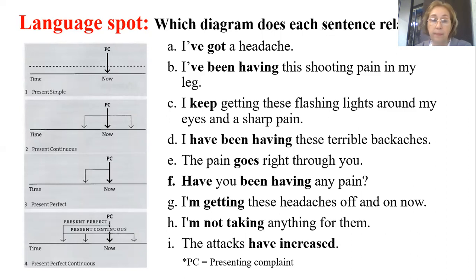Yasmin. The pain goes right through you. It's a present perfect. Present simple, sorry. Present simple, exactly. Abdel Rahman, please. I'm getting these headaches off and on now. Present continuous. Yes, I'm getting, this is the present continuous tense, but you missed F. Now F, please, Hussam.